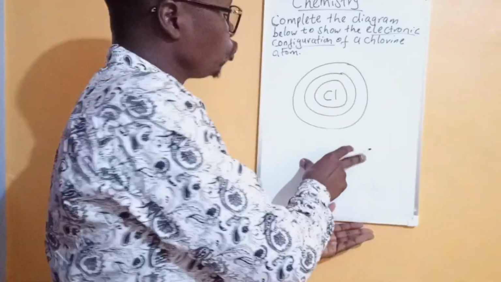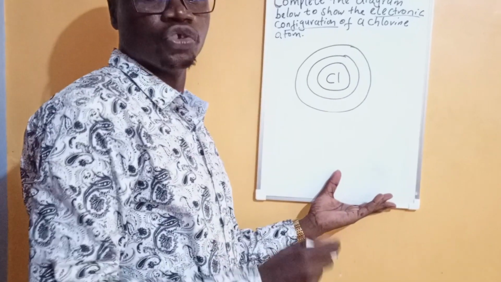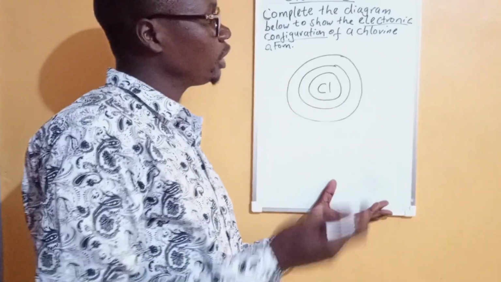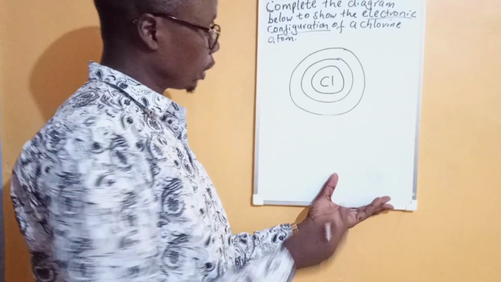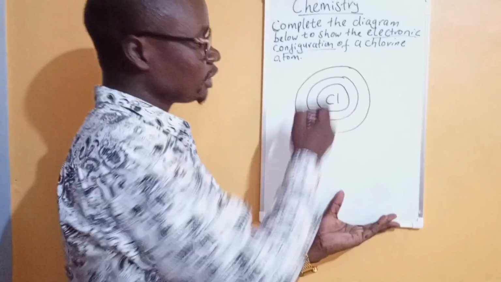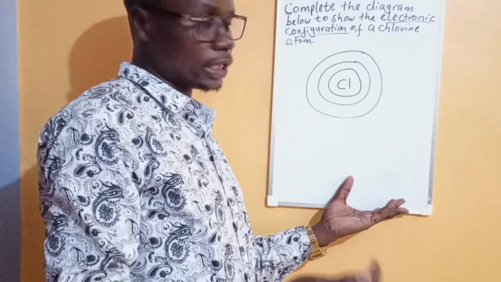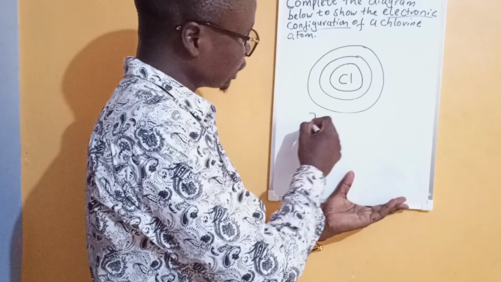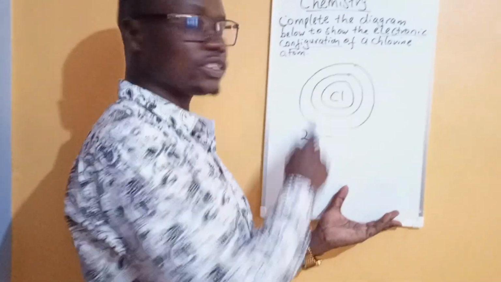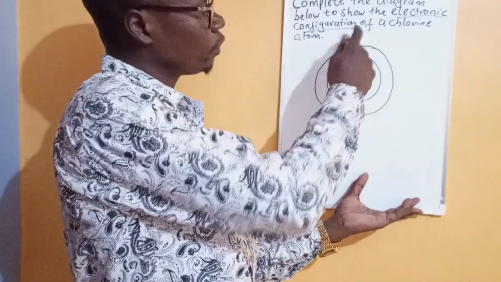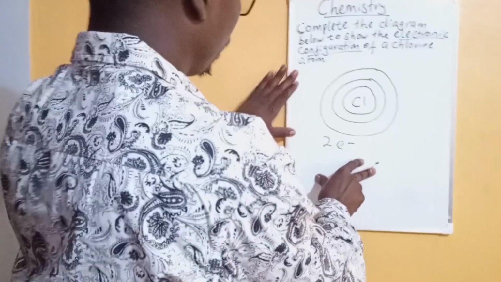Before you even write the electronic configuration of chlorine, you should know the rules that govern how to write the electronic configuration of any atom of any element. The first rule says the first shell of any electronic structure of any element is filled by a maximum of 2 electrons. That's the rule, not only for chlorine but for any other atom of any element.